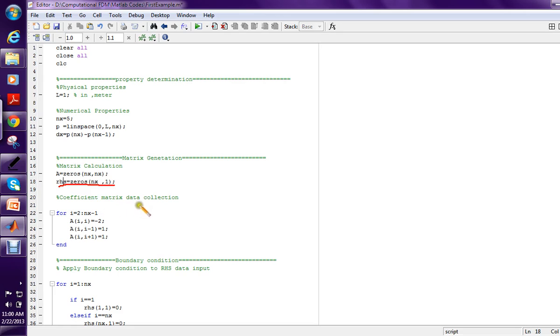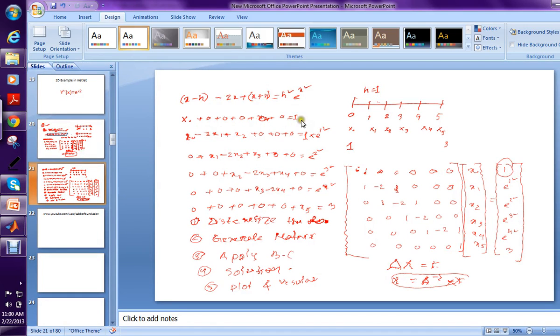Okay. Coefficient matrix data collection. So how can you put this? For every equation, for i equal, this should be -2, because if we go to the equation, for example, this is 1 1, this is 2 2, these are 3 3, 4 4, 5 5, and so on, in this matrix. So every diagonal element has -2, because if you see the equation, this is the 2 2 entry, -2, and the previous point is 1 and the next point is 1.